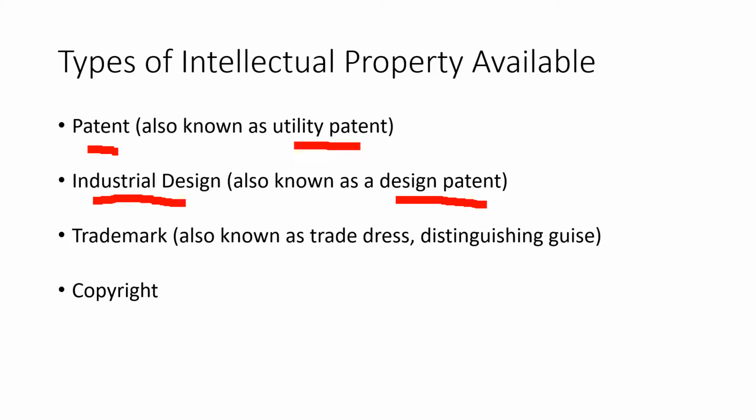an industrial design. A lot of you might be surprised to know that in some cases, you can actually get a trademark for the specific three-dimensional design of the product, and that's referred to as a trade dress or as a distinguishing guise. And in some cases, it may be possible to get copyright.